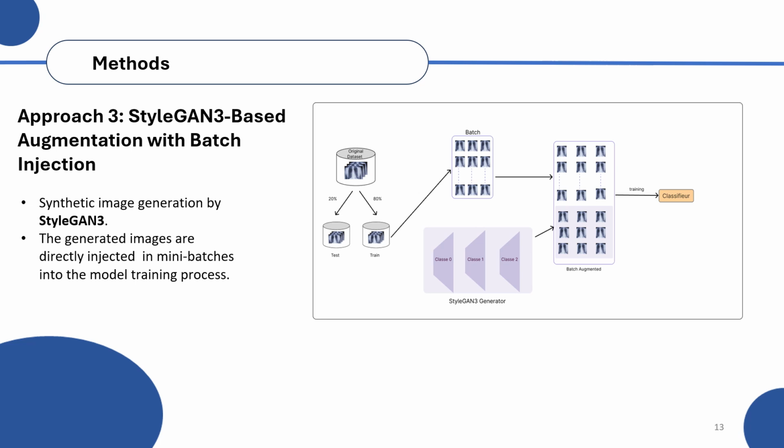For approach 3, StyleGAN3-based augmentation with batch injection, StyleGAN3 is used to generate synthetic images instead of pre-generating a fixed dataset. The synthetic images are injected in mini-batches directly into the training process, ensuring dynamic augmentation during model learning.